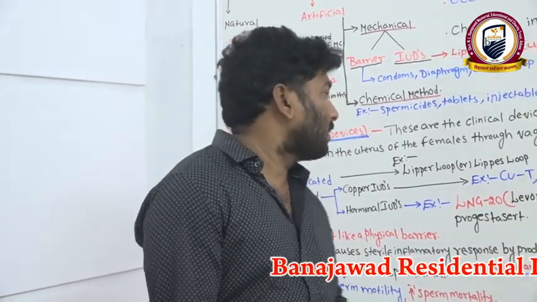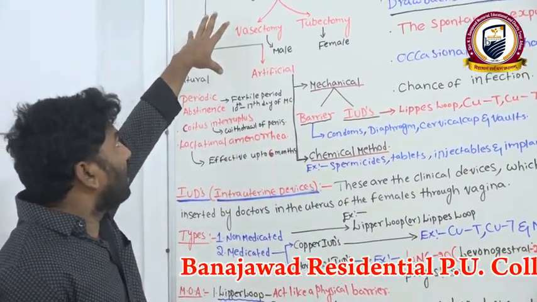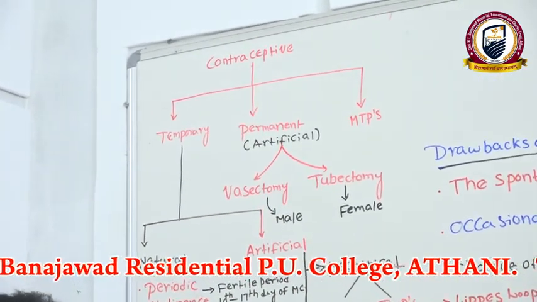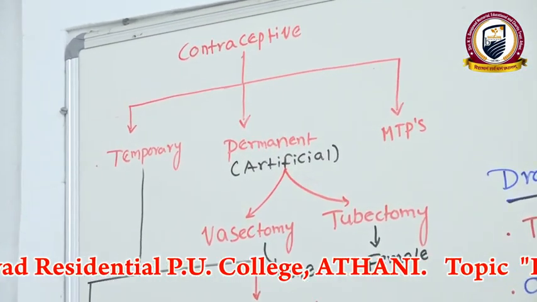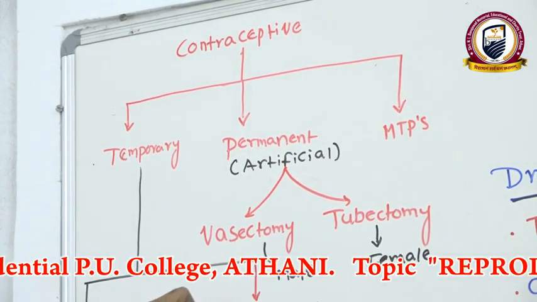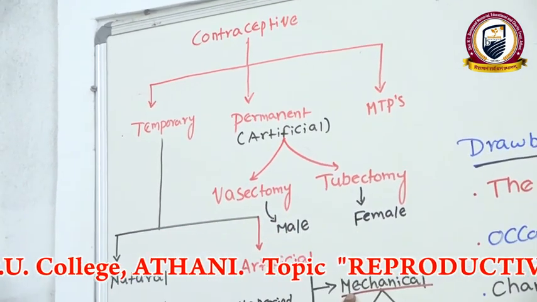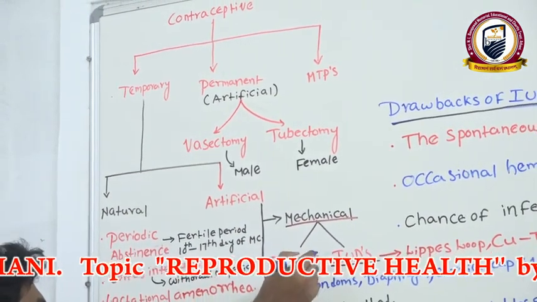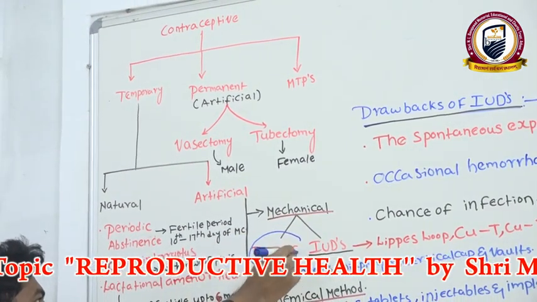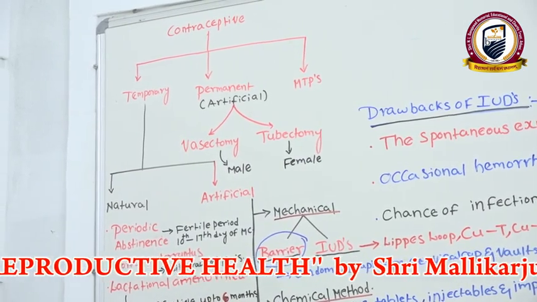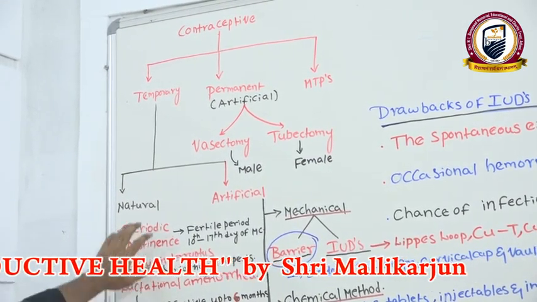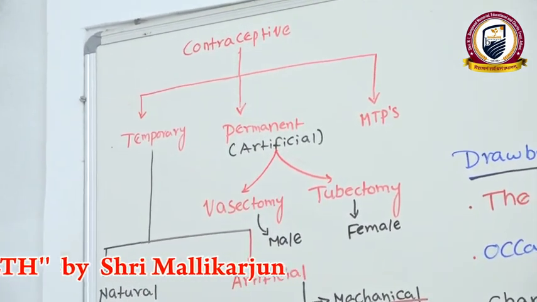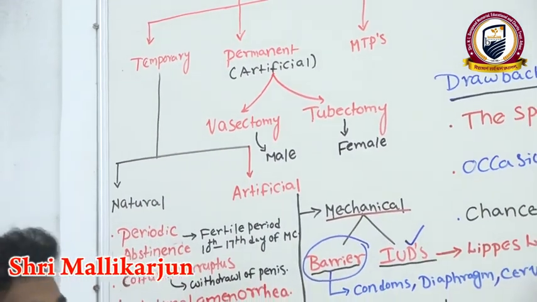Banajawad College online classes. Now, already in the last session, we have discussed the different kinds of contraceptive methods. In that we mainly discussed the natural methods. In the artificial methods, we already discussed the mechanical methods, up to barrier methods. Now, in this session, one more time I will revise the complete flowchart of contraceptive methods, and after that we will move to the IUDs.